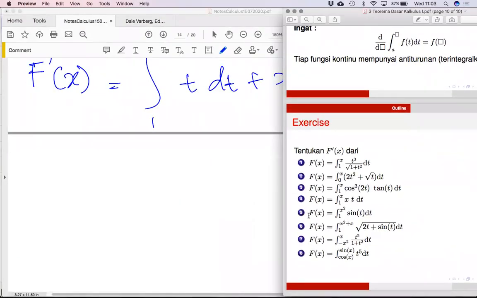Okay, what about number 5? Number 5, 1 until x squared sin t here. Or let us continue to number 6, it's the same. 1 until x squared plus x.